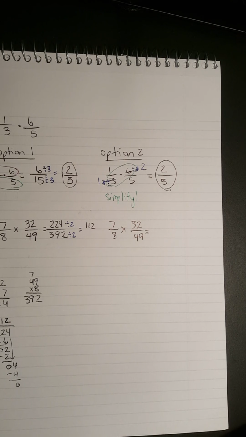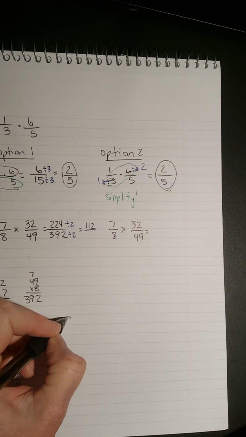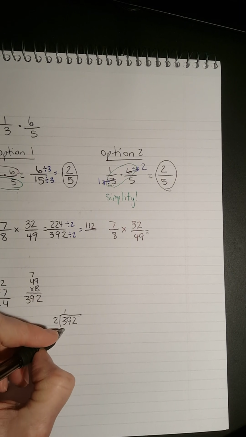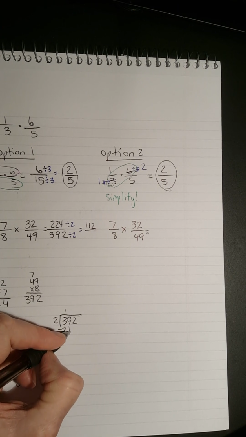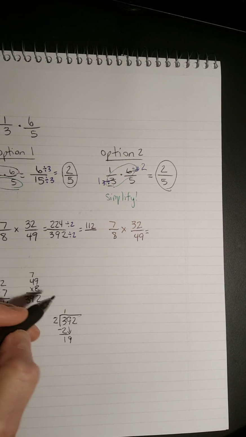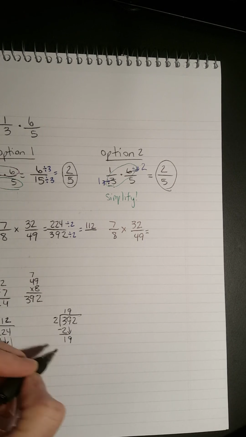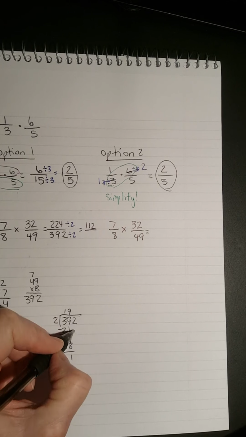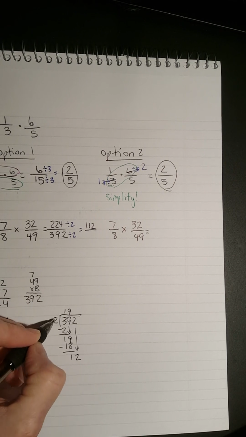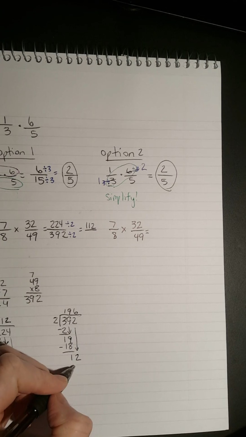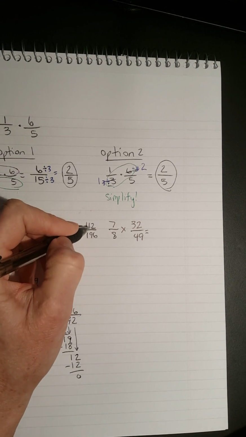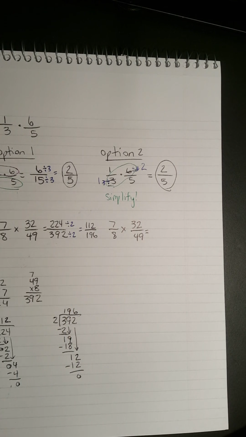All right, so that's 112 over 392. Let's cut this one in half. So 2 goes into 3 once. Do the subtraction, bring down my 9. 2 goes into 19 9 times, which is going to be 18. 2 times 9 is 18. Do my subtraction, bring down my 2. 2 goes into 12 6 times, which is 12. No remainder. So this is going to be 112 over 196.